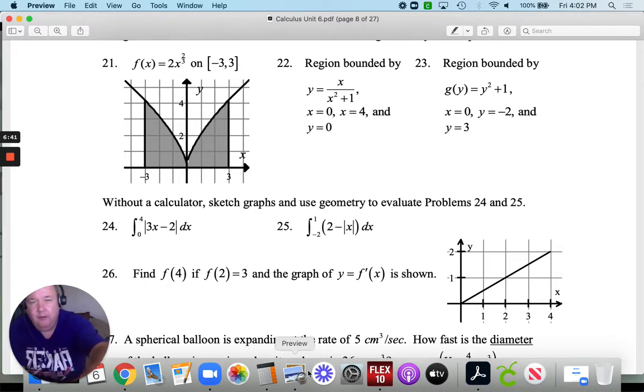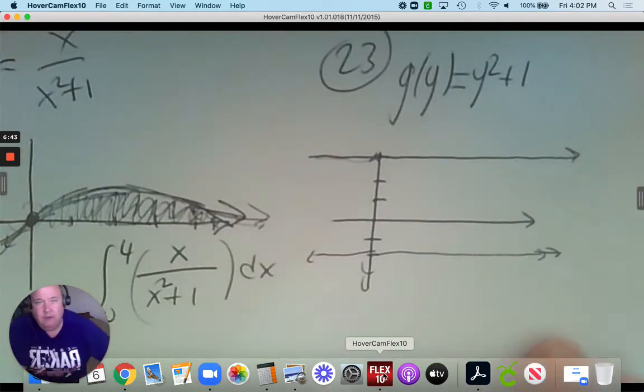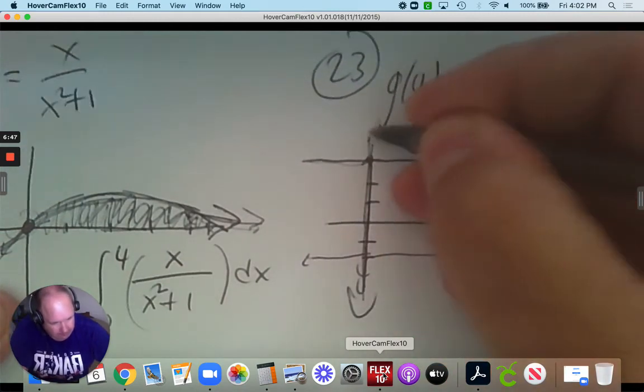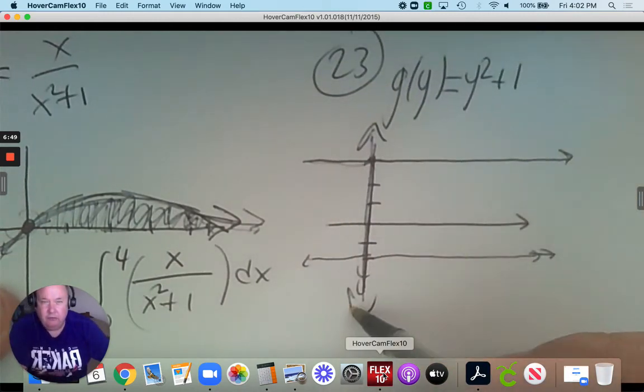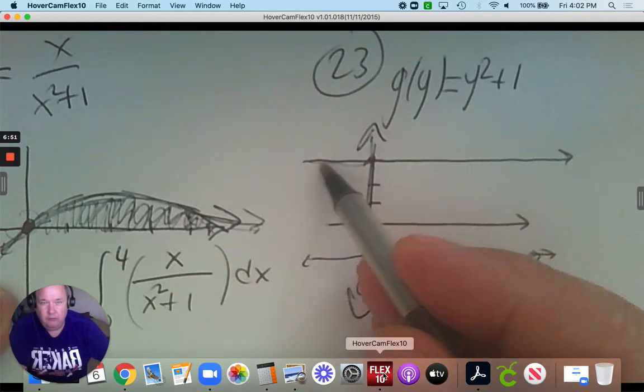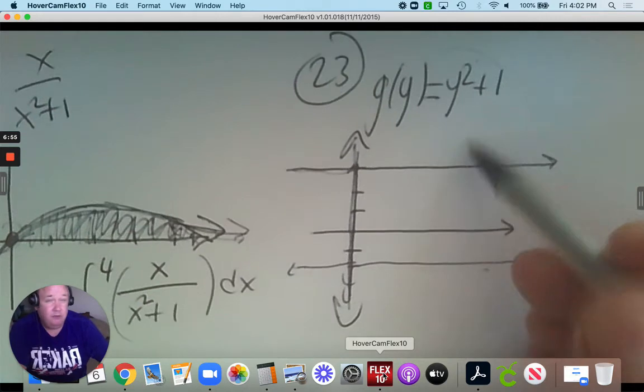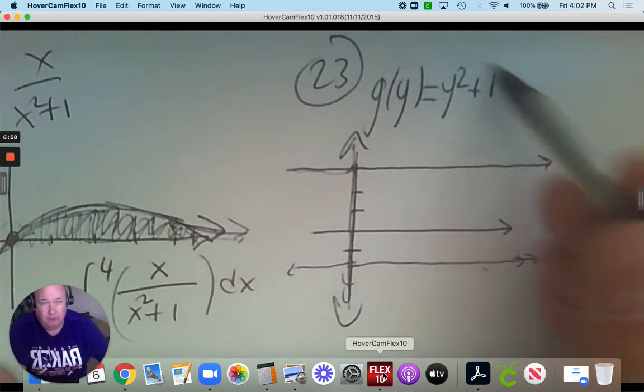So let me show you what I would do. So that's x equals 0, y equals -2, and y equals 3. How would you graph this? This is not a function. So this is a sideways parabola.